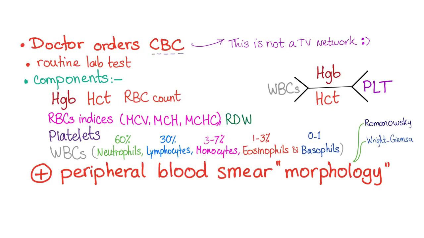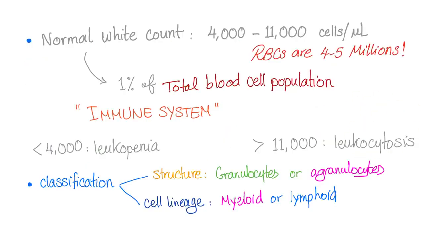We talked about the CBC in the previous video. We want to know the white blood cells, the platelets, and the red blood cells. If you order a peripheral blood smear, you use a stain called Romanovsky or Wright-Giemsa stain. You may need special stains for some stuff, but this is the general rule. As you know, the white blood cells constitute less than 1% of the total blood cell population. So why do we care? Because they are part of your immune system, dummy.